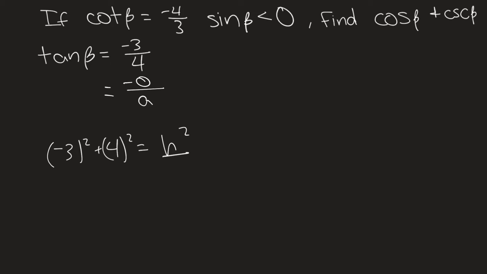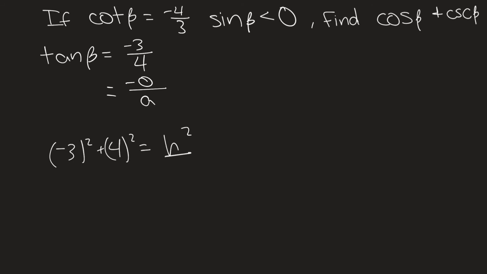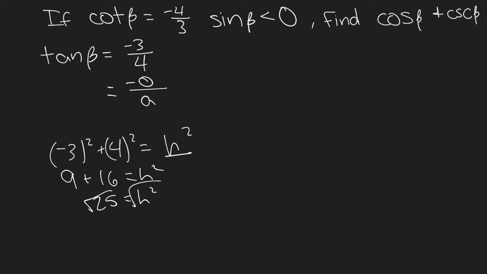So then we can work backwards. So this is 9 plus 16 equals h squared. That's 25 equals h squared. Square root, h equals plus or minus 5. Well, what is it going to be? H is always going to be a positive, that hypotenuse. So we get a +5 as our answer.